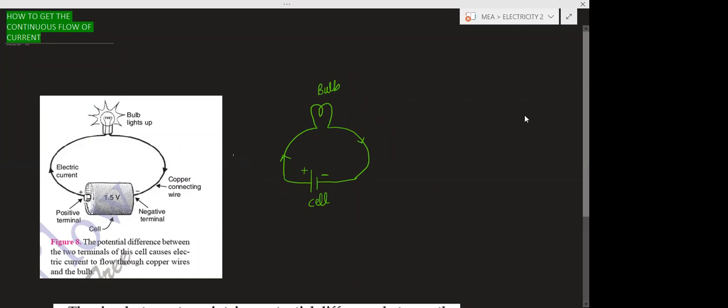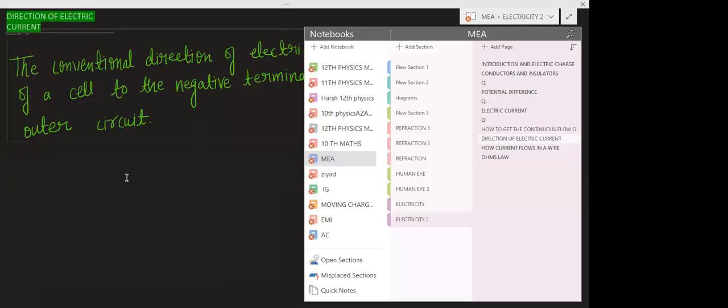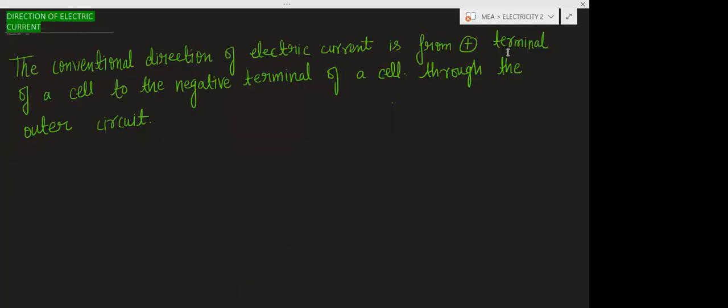So you have to remember this point. The conventional direction of the current is from the positive terminal of a cell to the negative terminal of a cell through the outer circuit. So the direction of the current, you will say, is from the positive terminal of a cell to the negative terminal of a cell. Or instead of cell, you can say positive terminal of a battery to the negative terminal of a battery.